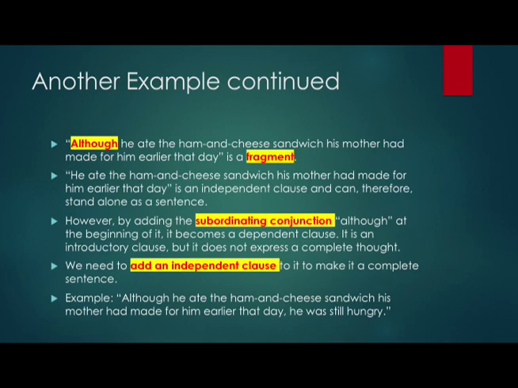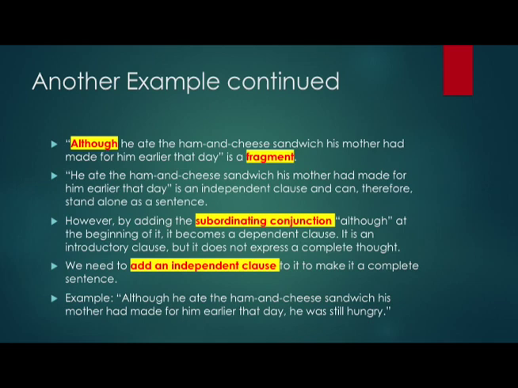However, the moment we add a subordinating conjunction, and although is one of them, to the beginning of that sentence, it becomes a dependent clause. So it's an introductory clause, but it does not express a complete thought.